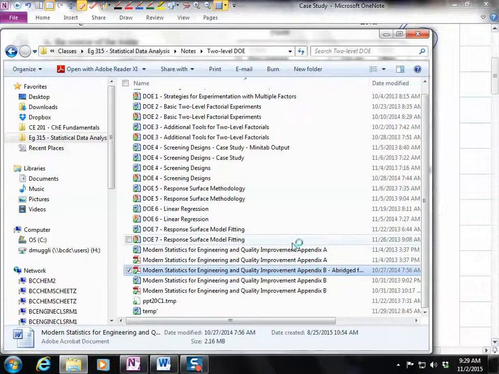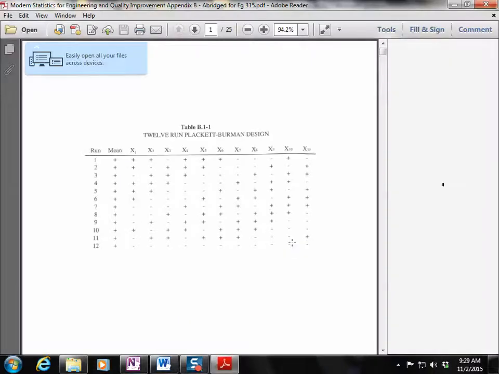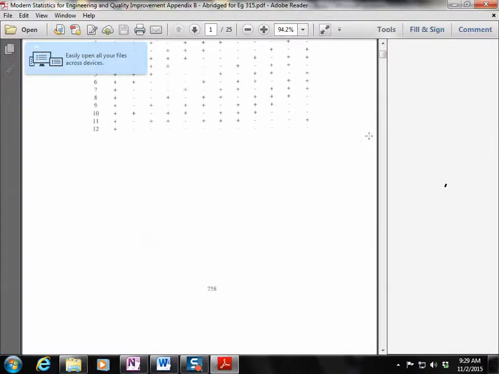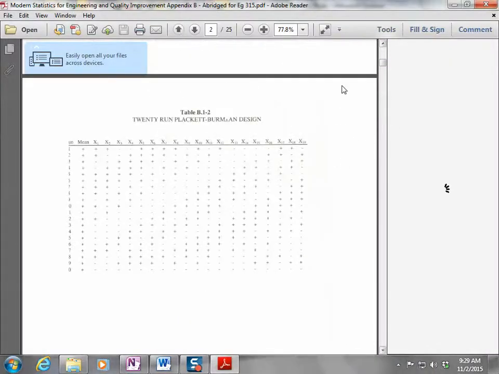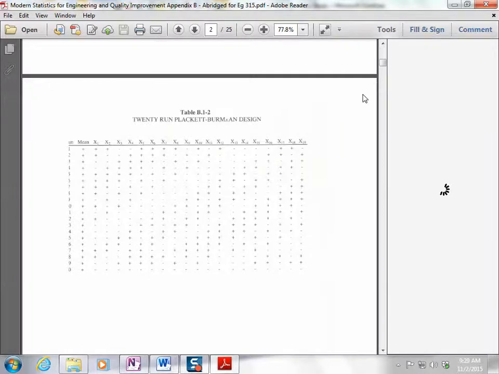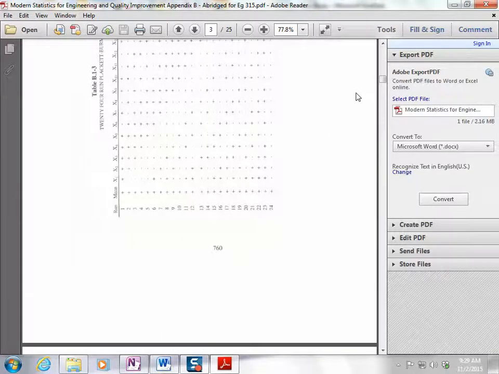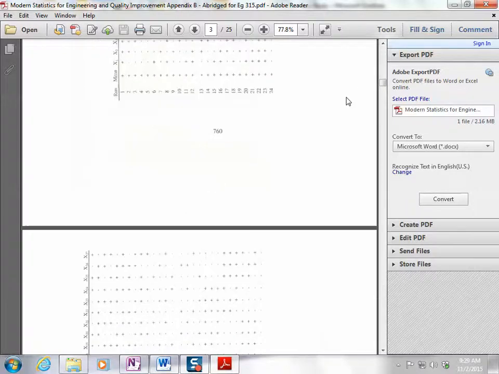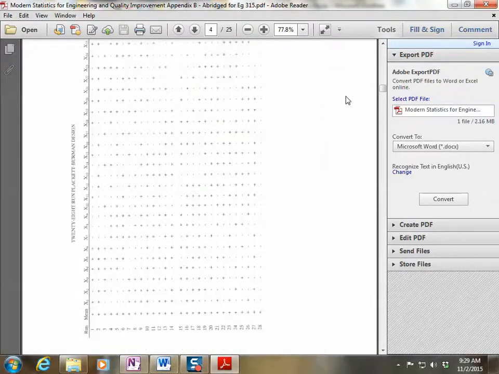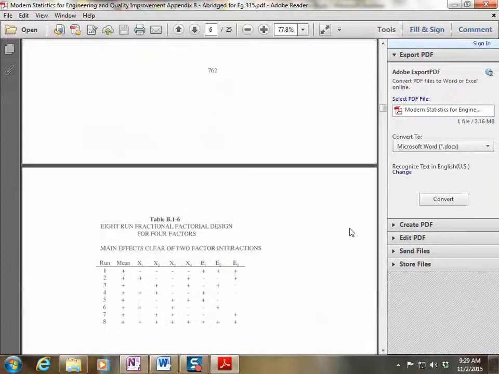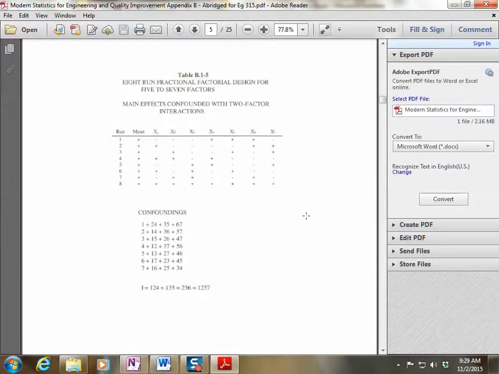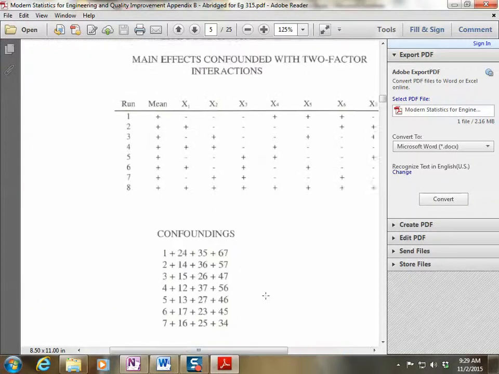So when we find the right table, we're trying to find what? 8 runs and 7 factors, right? Now, are we going to use a Plackett-Burma design or a fractional factorial? Fractional factorial, because 8 runs is a power of 2, so a fractional factorial is going to be much better. We probably don't even have a table that shows a Plackett-Burma in 8 runs, even though it exists.